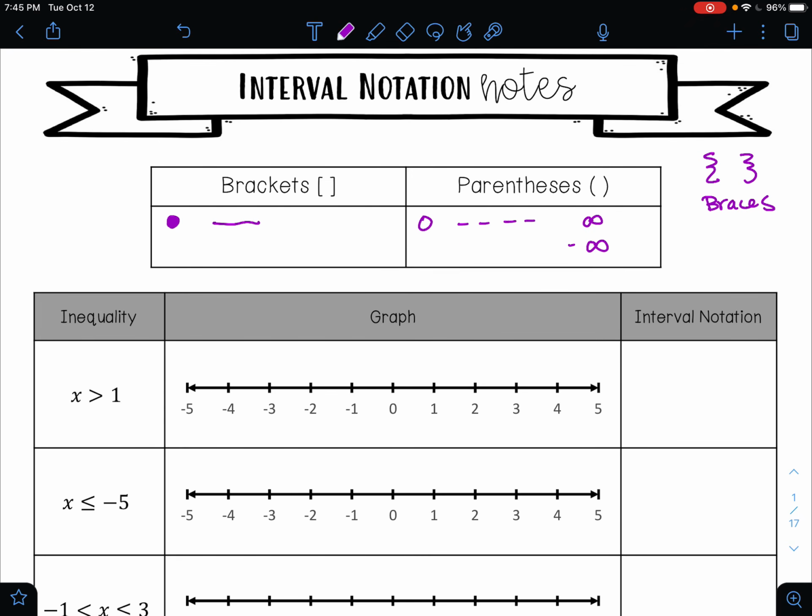So you're using brackets when you have closed circles or solid lines. And parentheses are for open circles and dashed lines, positive infinity and negative infinity. For the infinity symbol, if you're struggling with that, it's just a sideways 8. You could turn your paper sideways, draw an 8, and then turn your paper back over. Or you could also just put two circles right next to each other like that. But that is the infinity symbol.